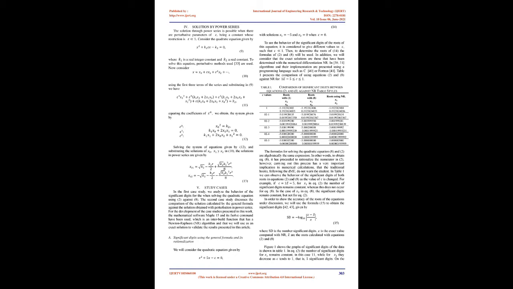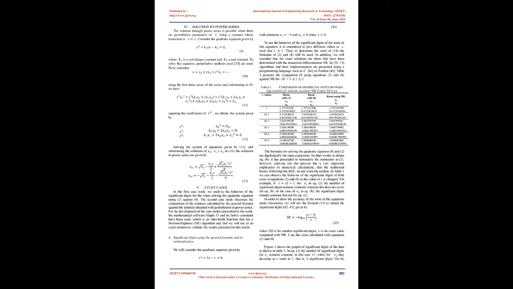5. Case studies. In the first case study, we analyze the behavior of the significant digits when solving the quadratic equation using equation 2 against 8. The second case study discusses the comparison of the solution calculated by the general formula against the solution obtained with perturbation in power series. For the development of the case studies presented in this work, the mathematical software Maple 15 and its fsolve command have been used, which is a built-in function that has a Newton-Raphson (NR) algorithm and that we will use as an exact solution to validate the results presented in this article.